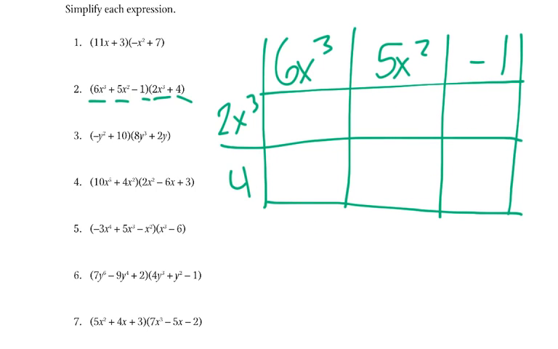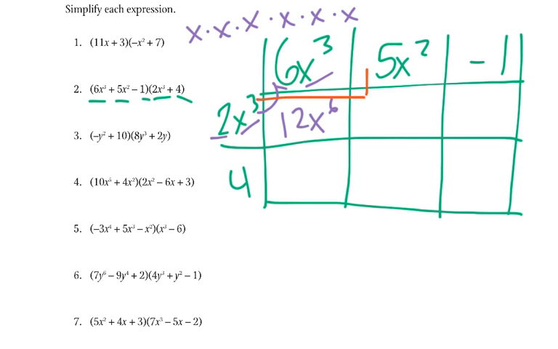Okay, so we start off, so 6x cubed times 2x cubed, x cubed times x cubed would give us x to the 6th, 3 plus 3 is 6, right? x times x times x, times x times x times x. There's 6 of them. Then 2 times 6 gives us 12. Okay, next one.